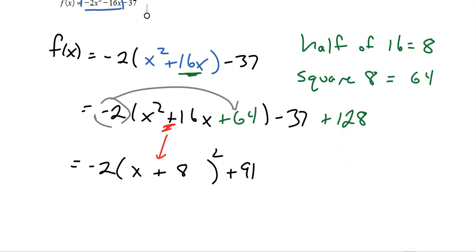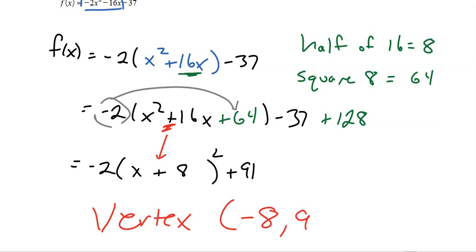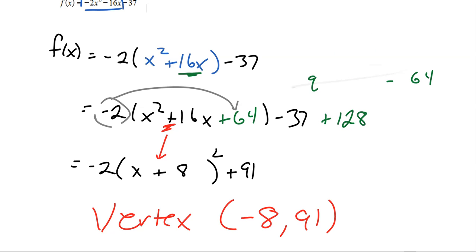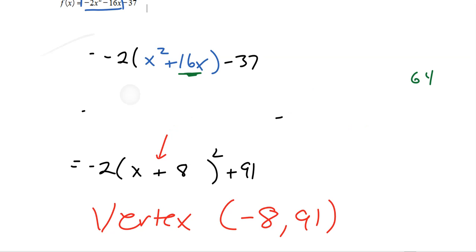So what this tells me is that the vertex is at negative 8, because it's always the opposite of what is in the parentheses with the x, and the y-coordinate is 91. It's always the constant term out at the end. Like I said, it doesn't have to be whole numbers and stuff like that. Let's just make up another one here.